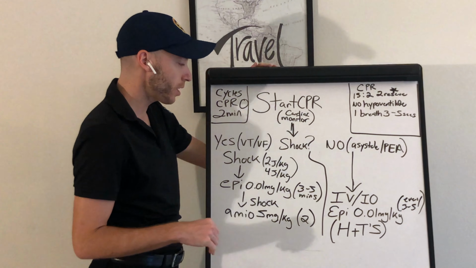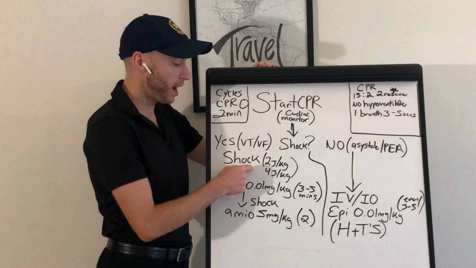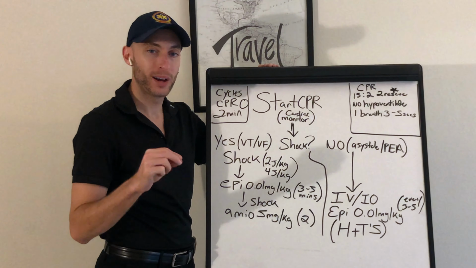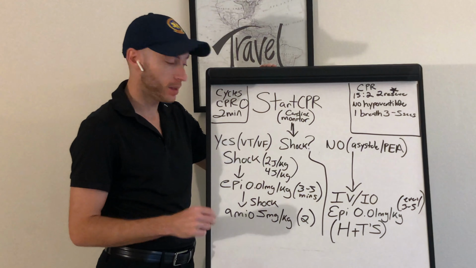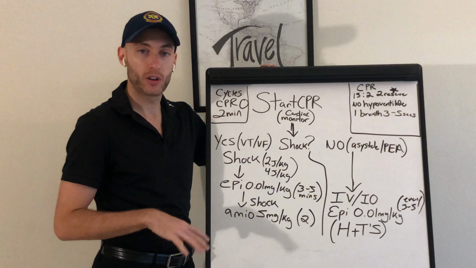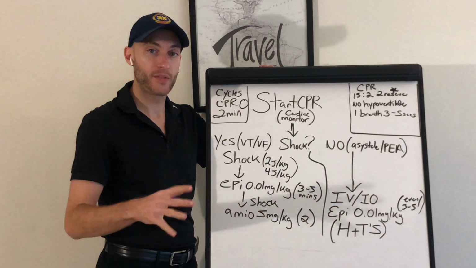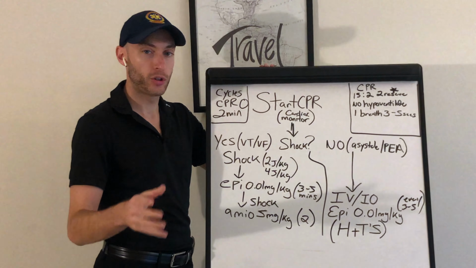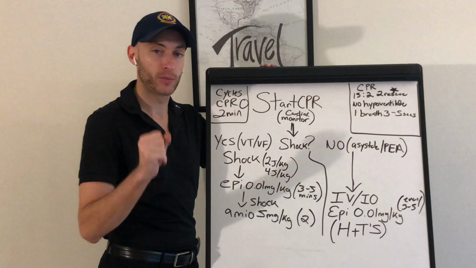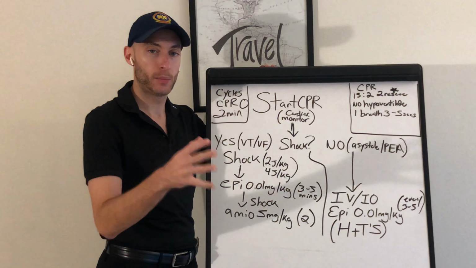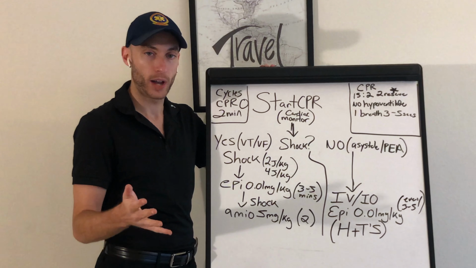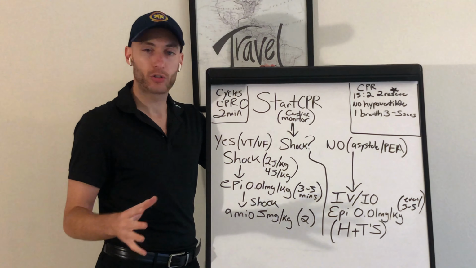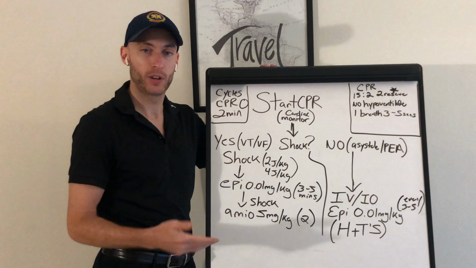Now, let's start with the shock. The first shock is 2 joules per kilogram, okay? Your next or subsequent shocks, if needed, are 4 joules per kilogram. So, let's think about our order of operations. Start CPR, attach a patch, put the heart monitor on the patient, okay? What are we gonna do next? Okay. So let's just go through our order of operations.